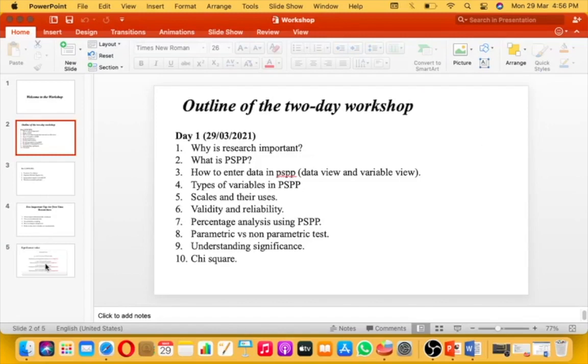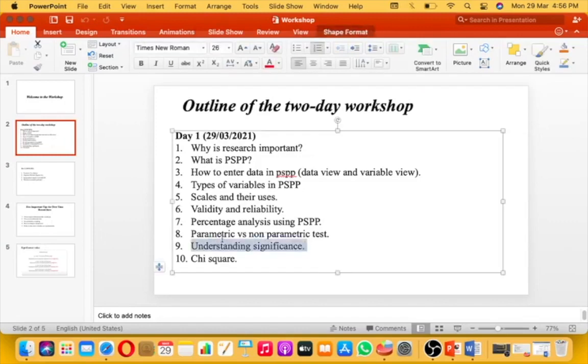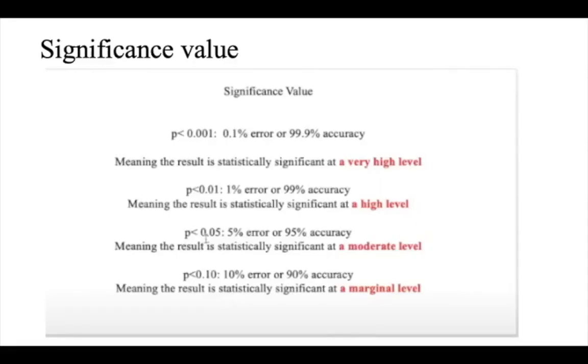So, now one thing I had to talk to you about before chi-square was understanding significance. Now, this is significance. I will just show you in a full screen. So, when you talk about significance, what is significance? It tells us whether our result has come out because of a random error or a random chance, or is it an accurate result.